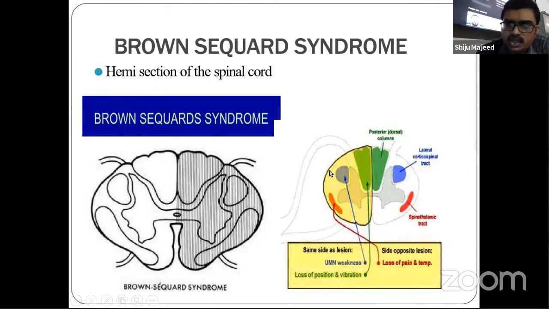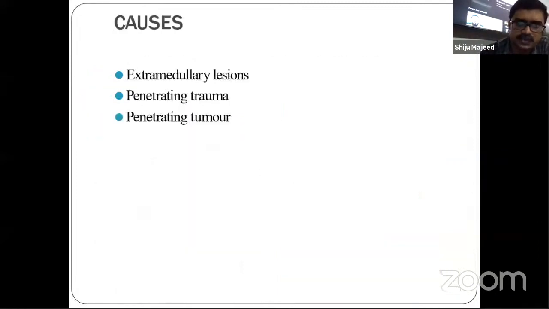So in a Brown-Sequard syndrome, the things lost on the same side are posterior column sensations like position and vibration, and there is weakness on the same side, but loss of pain and temperature from the opposite side. So that you should know. That is the essential feature of a Brown-Sequard syndrome. It is a hemisection of the spinal cord.